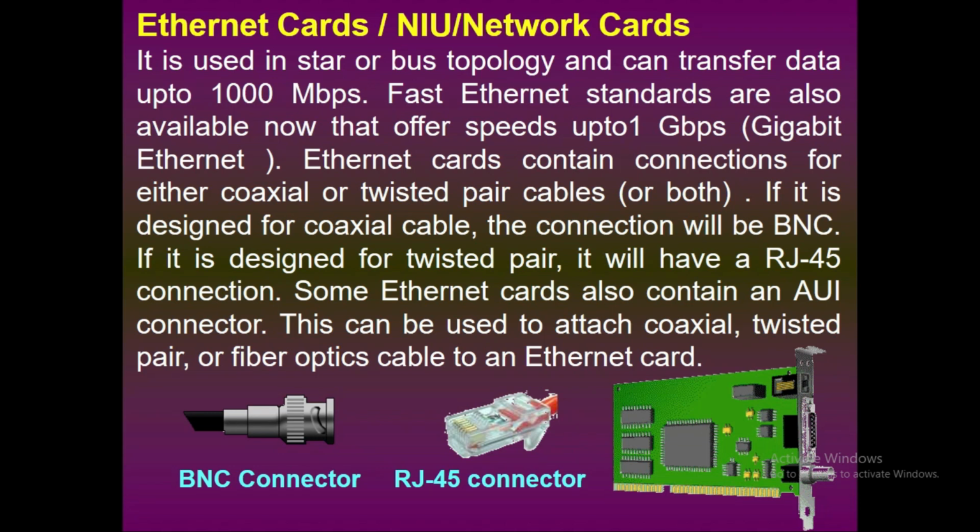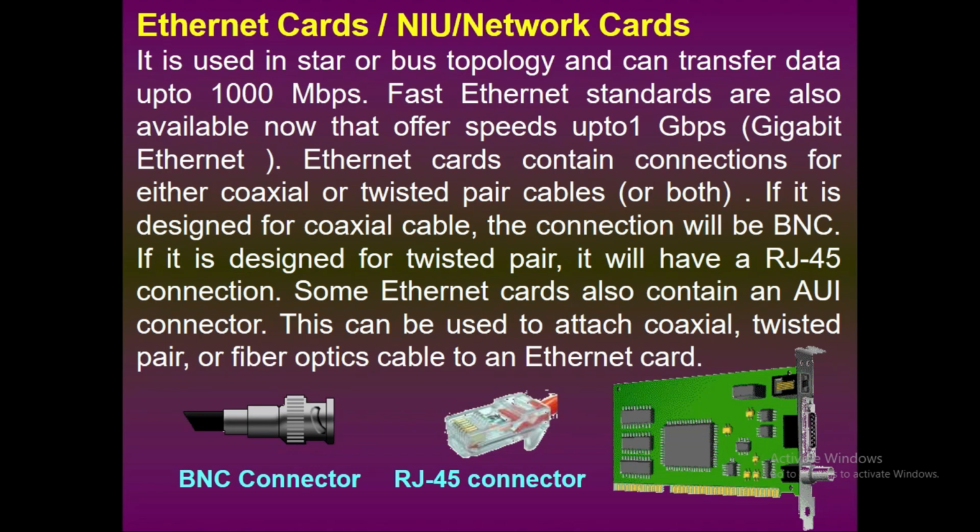So it is used in a star or bus topology and can transfer data up to 1000 Mbps. Fast Ethernet standards are also available now that offer speeds up to 1 Gbps, and these cards contain connections for either coaxial or twisted pair. Earlier we used to have these kinds of cards. Nowadays we have to look for them if we go for coaxial cable.